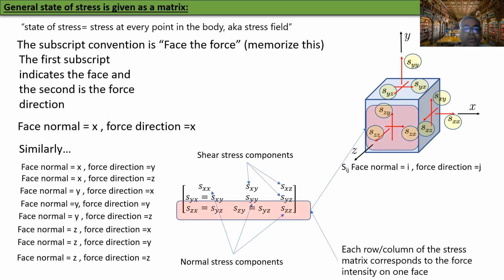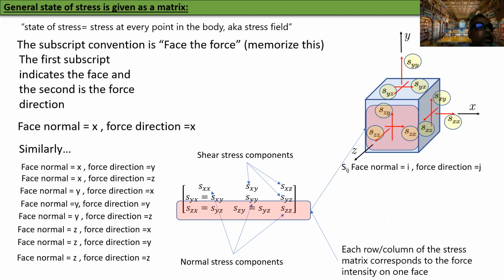Okay, and if you look at any row or any column, that will represent the stress intensity or force intensity on that face. So actually what we have done is we have taken the force intensity, the Tx, Ty, Tz that we talked about last class, and put it side by side and made it into a matrix. Or in this case, we put it layer by layer. It doesn't matter whether you stack it vertically or horizontally because it's symmetric. You'll get the same answer. So we stacked it to create the stress matrix.